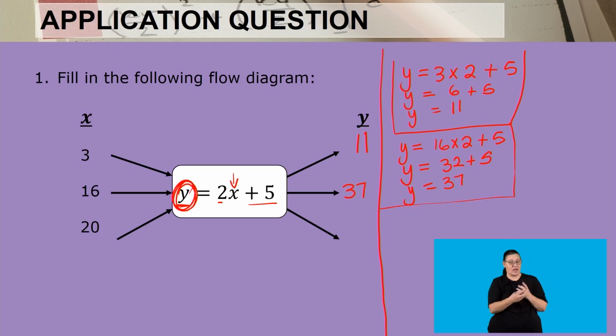Then lastly, we're going to look at that last input value, and that is our 20. So for us to find the answer there, we need to take our 20, multiply it by 2, and add 5. So when we take our 20 multiplied by 2, that will give us a 40. And when we say 40 plus 5, our answer is 45. So that would be our output value when the input value is a 20. So we've used our rule that we were given to find those output values.